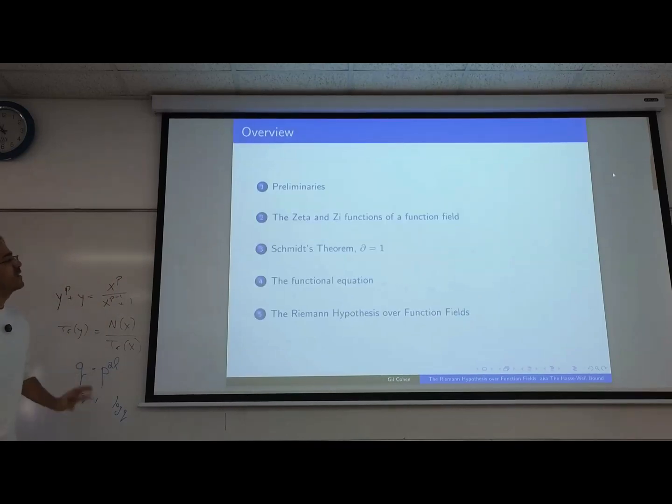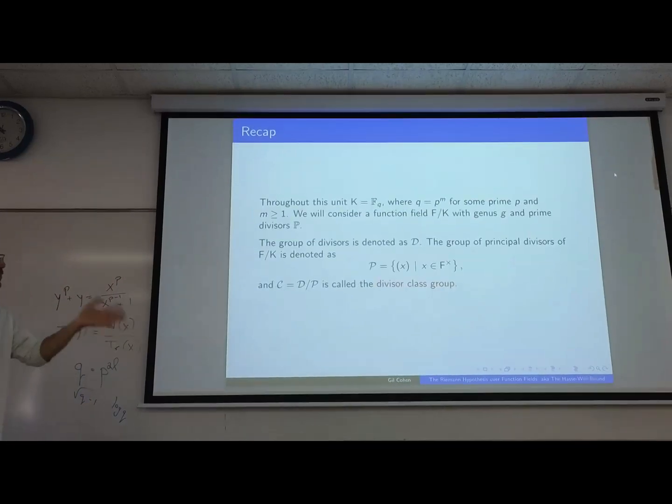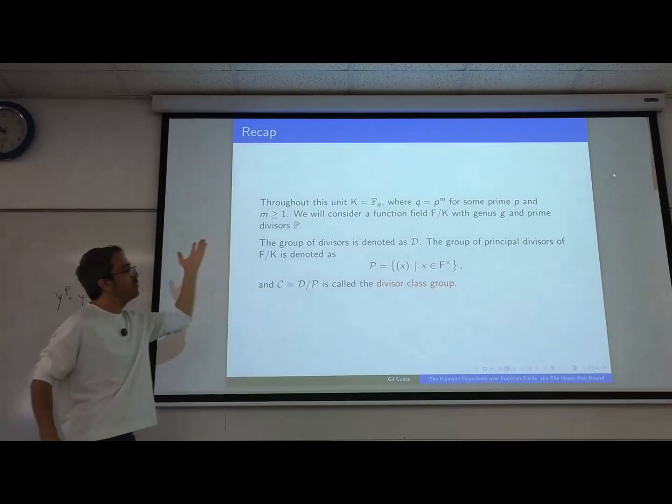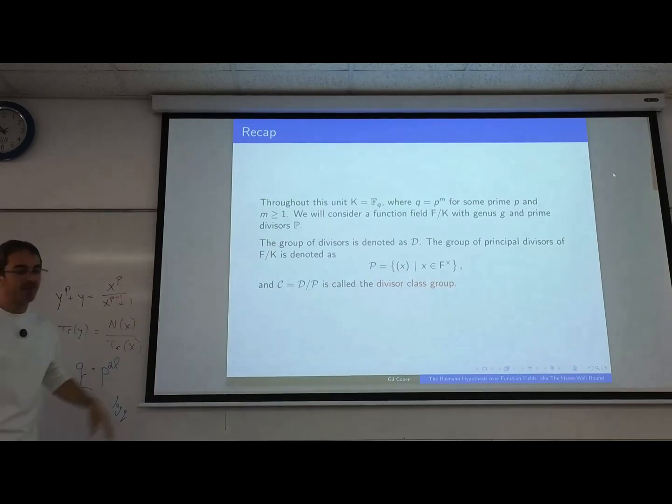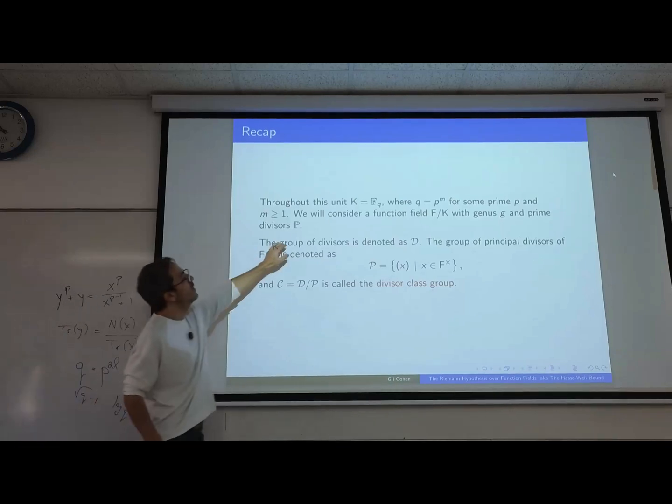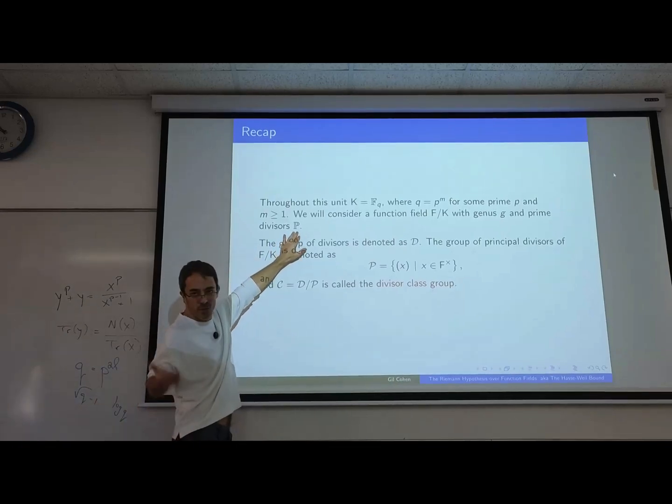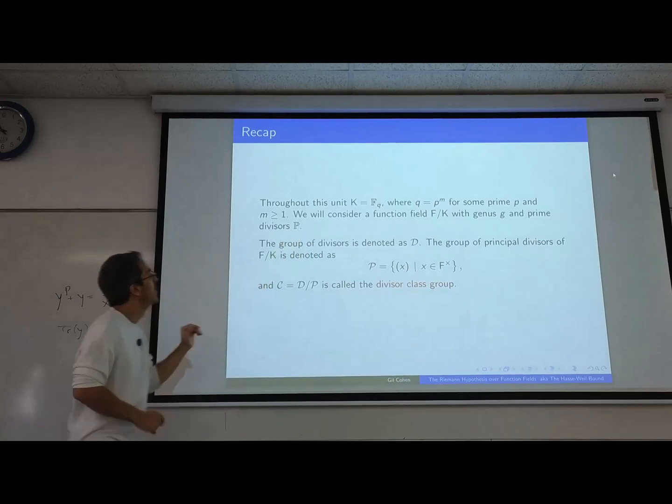Okay, so let's start slowly, and I'm going to go slower now. Throughout this unit, we are going to fix a field F_q. q is some prime power. It could be just a prime, that's fine. But q is going to be the prime power, p is going to be the characteristic. The genus is going to be g, and just as a reminder, the set of prime divisors was denoted like that a long time ago.